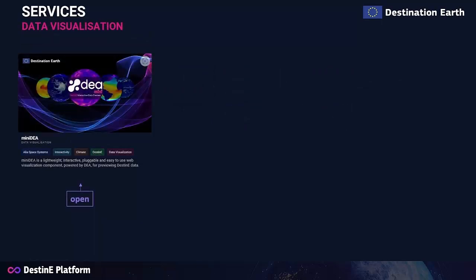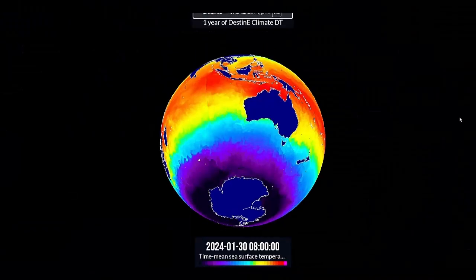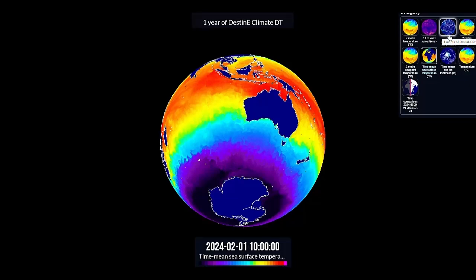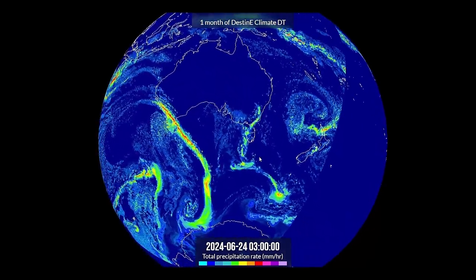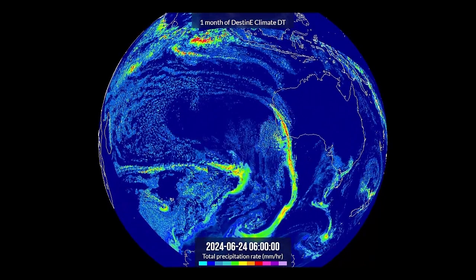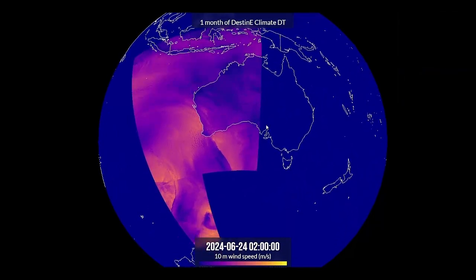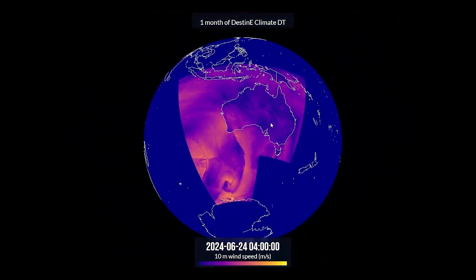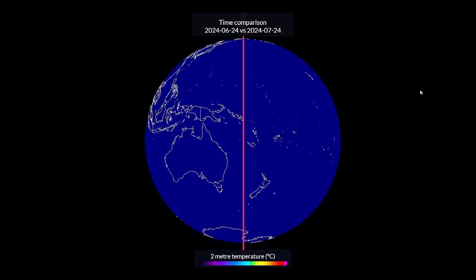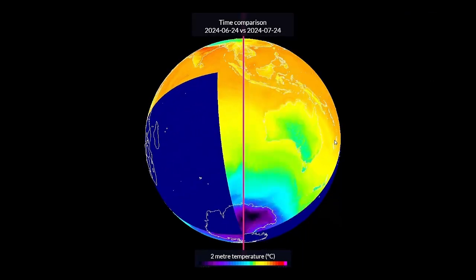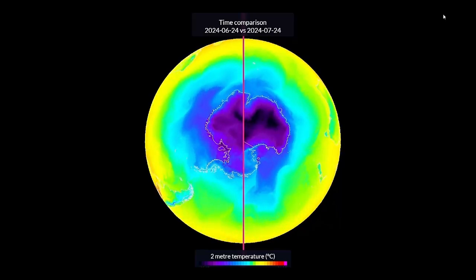Minidea, which is one of the open services, is a lightweight component powered by the DEA service for previewing DestinE data from the climate adaptation digital twin in an interactive way. It allows visualizing data on the globe in real time, showing, for example, the precipitation rates, the wind speed, or the temperature. It is very intuitive to use and can be included in external web apps or web pages simply with the HTML iframe tag.